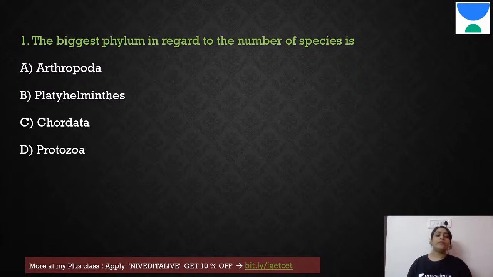The first one. The biggest phylum in regard to number of species is Arthropoda, Platyhelminthes, Chordata, Protozoa. You can go ahead and answer.